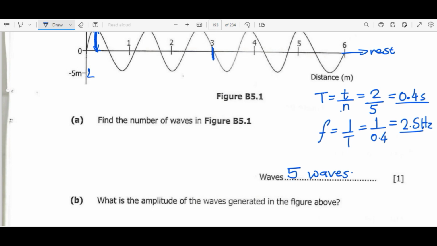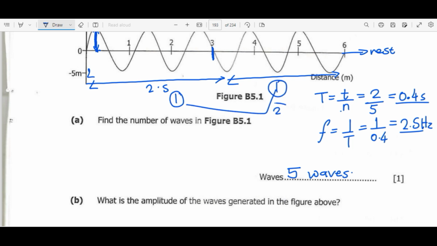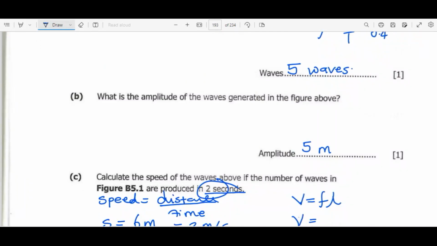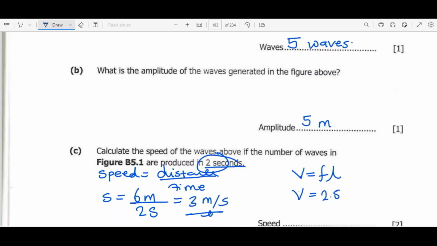Remember, we said the total time taken for the 5 waves to be produced was 2 seconds. So from this up to somewhere here, 2.5 waves were produced in 1 second. Another 2.5 waves were produced in another second. And if you add this 1 second plus this 1 second, we have a total of 2 seconds. And if we add 2.5 plus another 2.5, we have the total number of waves that were produced. So if we have this now, we can go back to our formula. Frequency is 2.5. Now if frequency is 2.5, what is the lambda?